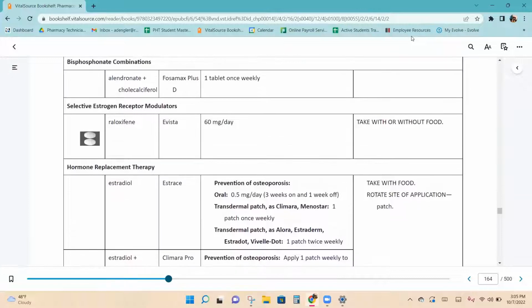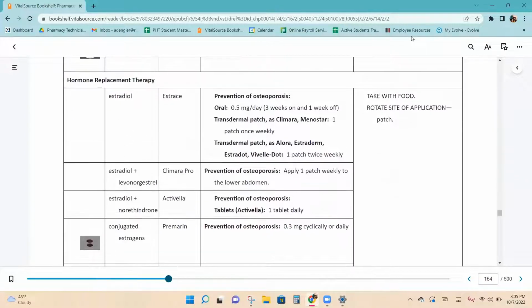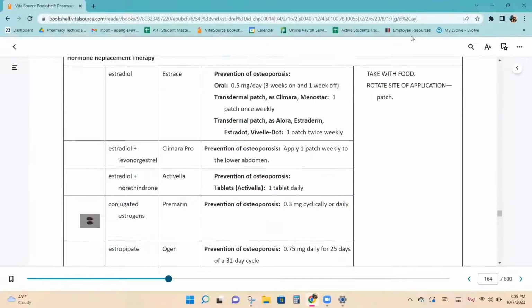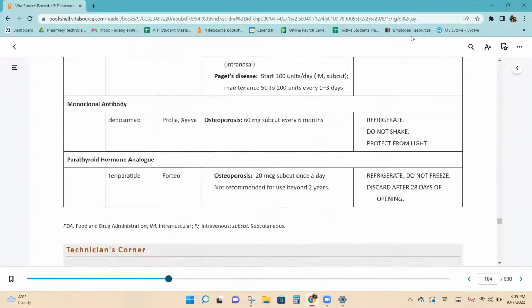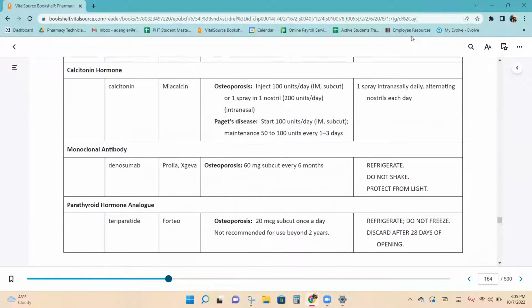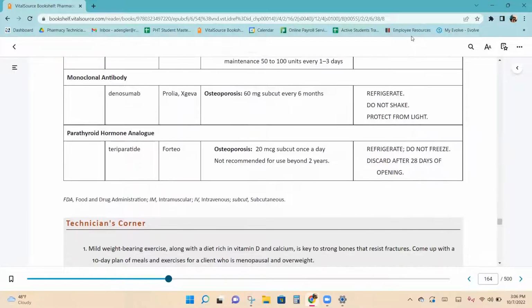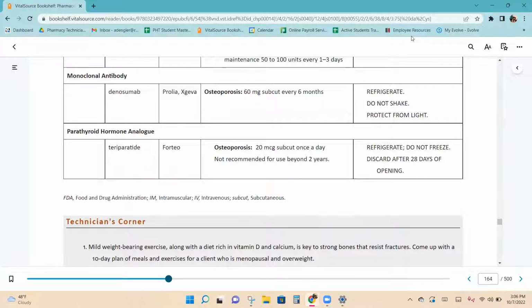Evista can be taken with or without food. And if you're using an estradiol patch, the site of application should be rotated. Those should be taken with food. And of course, when it comes to our injectable Prolia, which is a newer, more expensive medication, it is going to be refrigerated, should not be shaken at all, and needs to be protected from light. Forteo needs to be refrigerated, cannot be frozen, and needs to be discarded after 28 days of opening.